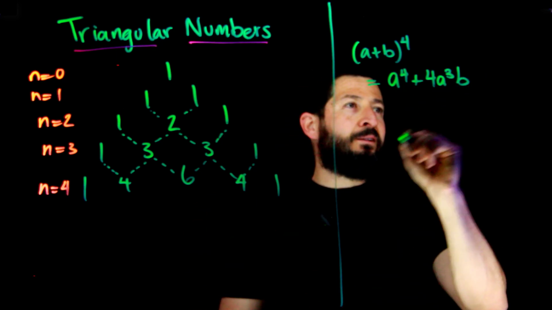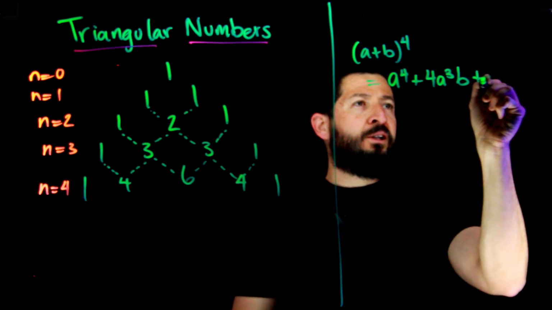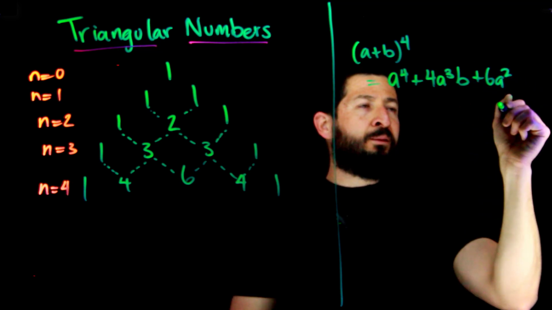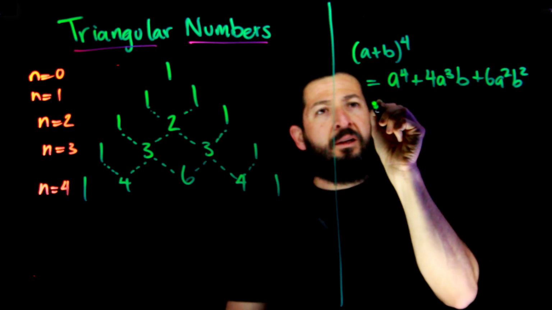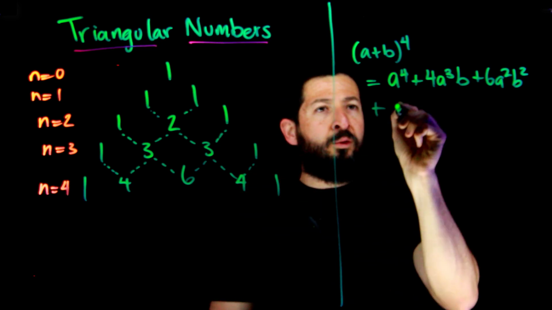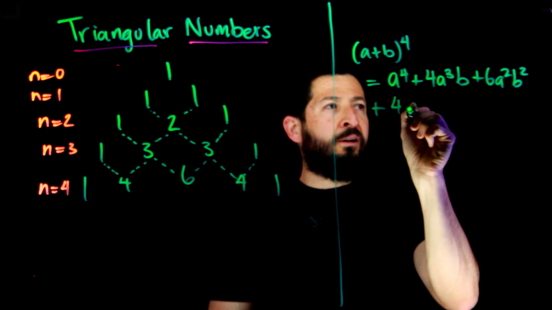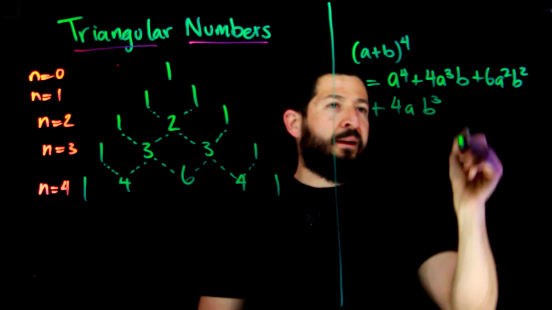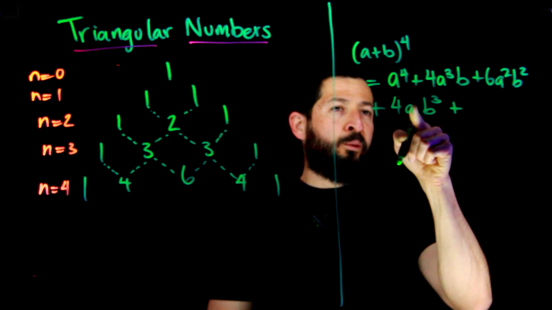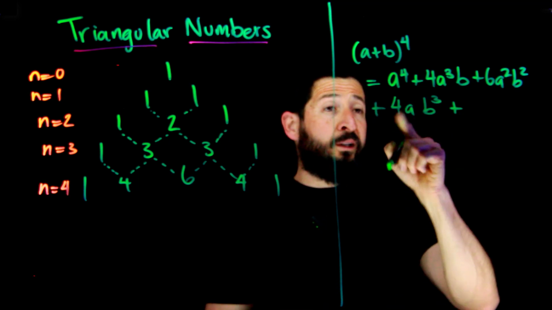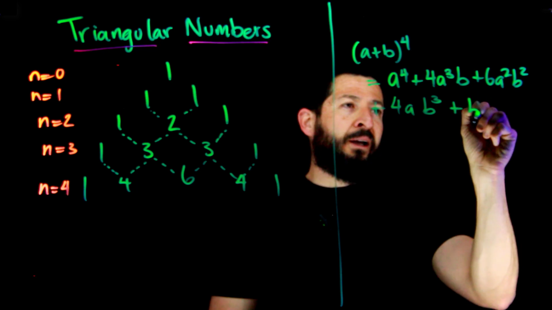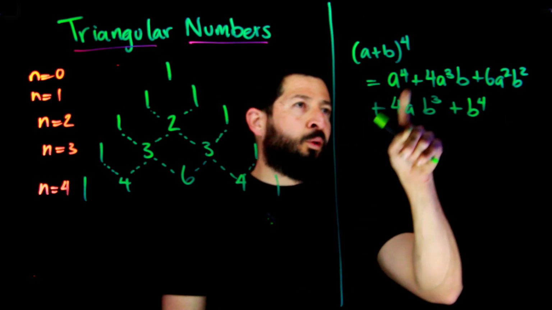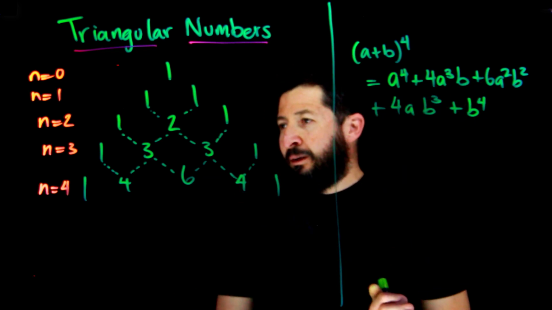Then you go to 6, and you're going to lower the degree of a by 1 and increase the degree of b by 1. Keep going down. The next coefficient is 4. You're going to lower the degree of a by 1 and increase the degree of b by 1. And lastly, you get to the very last one, where the coefficient is 1, lower the degree of a by 1, increase b by 1. And you get that. So those coefficients are given by the Pascal triangle.